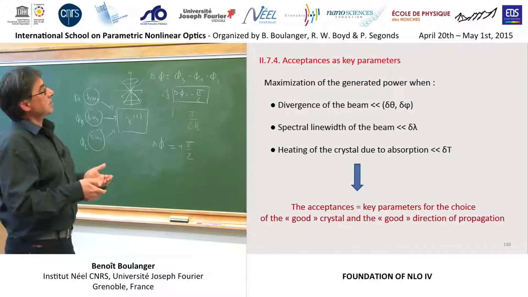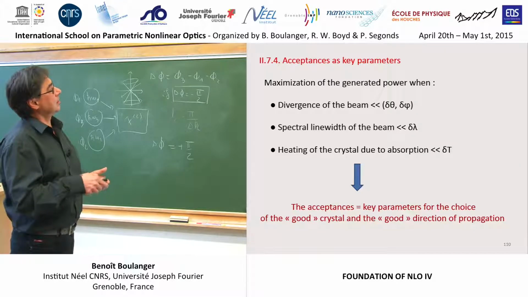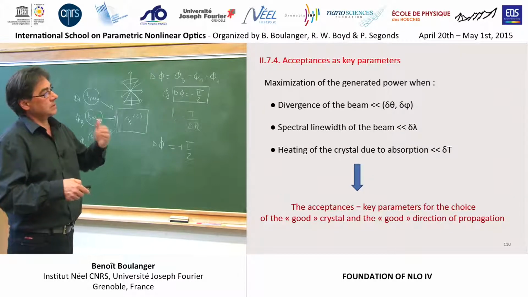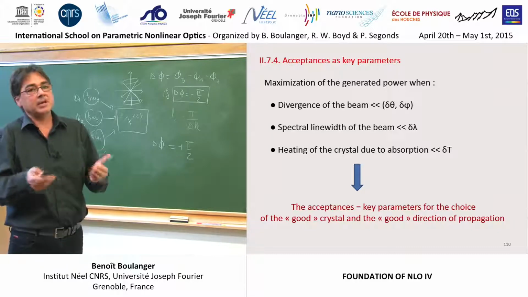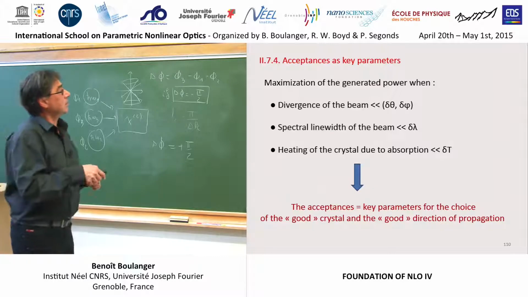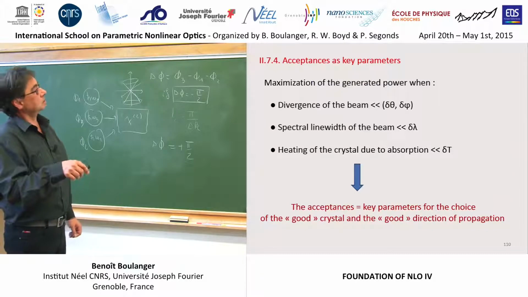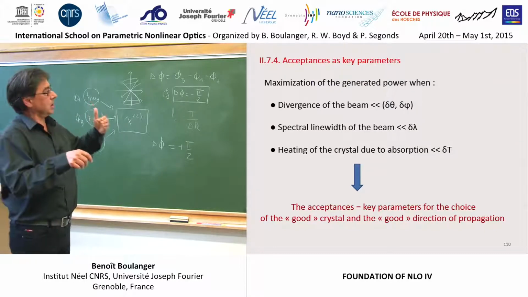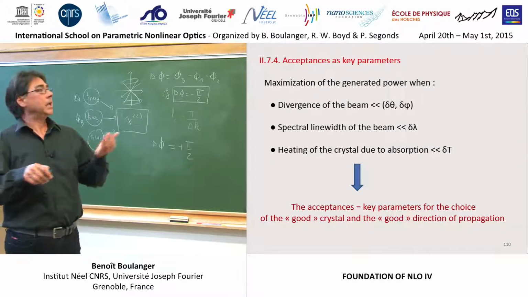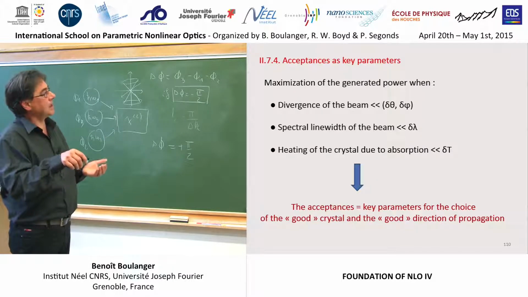So you understand now that the acceptances are key parameters, because it's a key. These considerations are very important when you want to maximize the conversion efficiency. And so according to the divergence of the beam, we will be in an optimized situation when the divergence of the beam is smaller than the acceptance L delta theta, L delta phi.